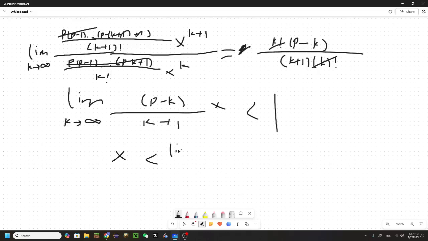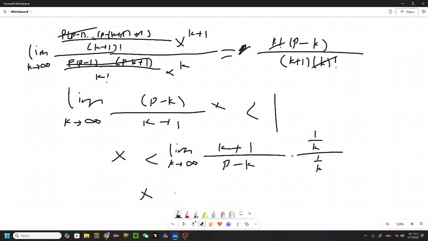So the limit as k approaches infinity of (k plus 1) over (p minus k). We don't want this to be infinity over infinity, so we can do the same trick we did last time by dividing by 1 over k in the numerator and denominator.